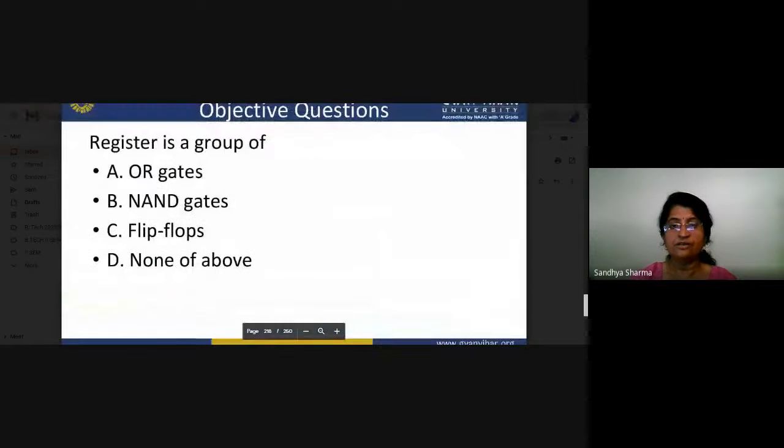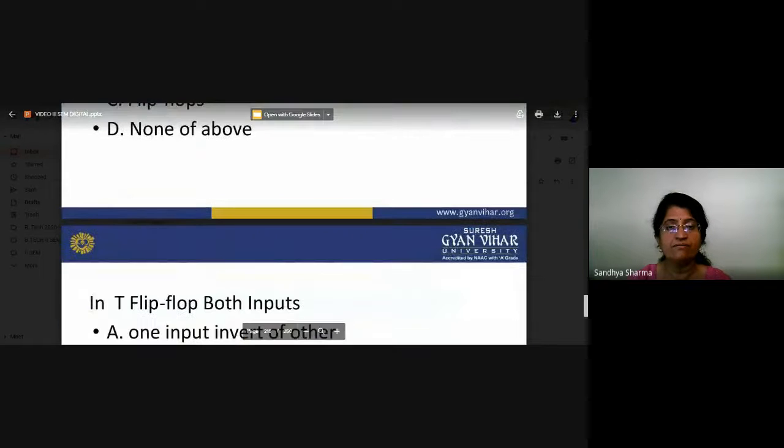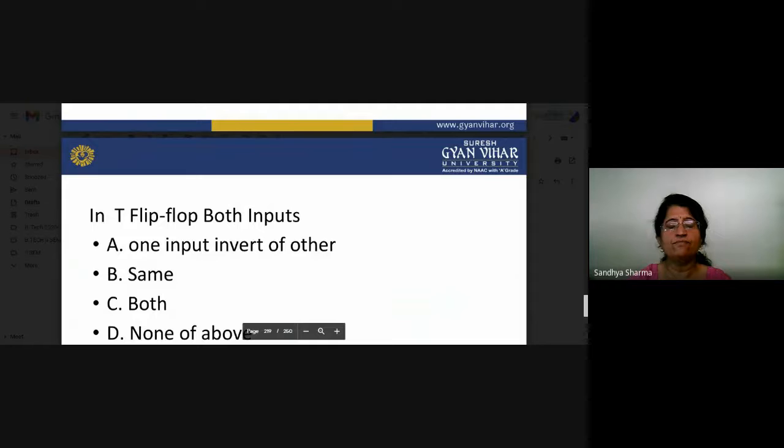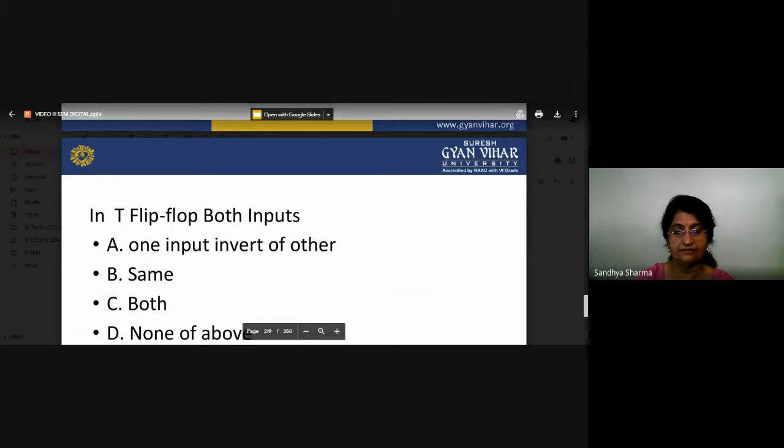And we have some objective questions which we have to discuss. What is a register? What is the purpose of using a register? You know very well. T flip-flop, what will happen in a T flip-flop? How can we design a T flip-flop? By connecting both the signals.